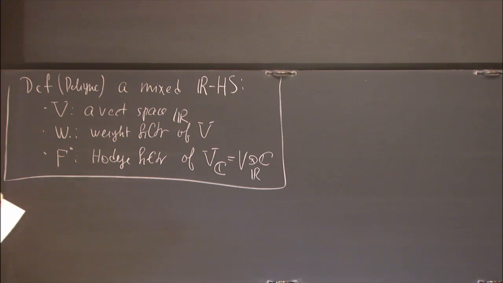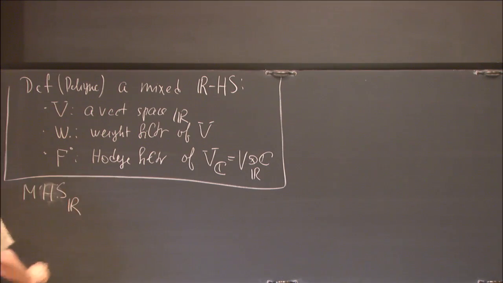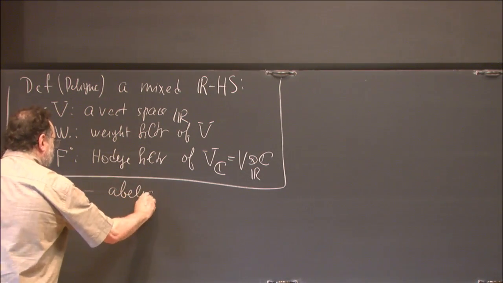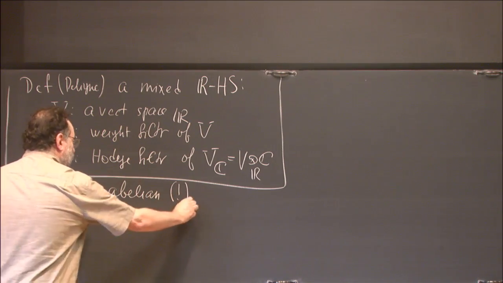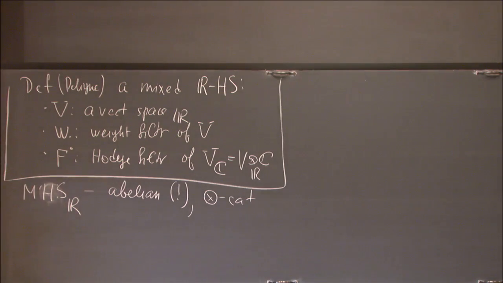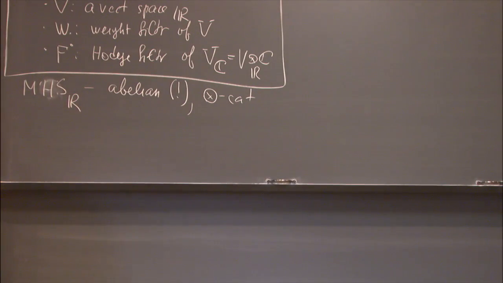Now, the main point is that, as was proved by Deligne, we have a category, mixed Hodge structures over R, and this category is abelian. And obviously it's tensor, has duals, so it's a nice category. But in particular, it's abelian. And there is a fiber functor. It's not obvious from the definition that it's abelian. Not at all.